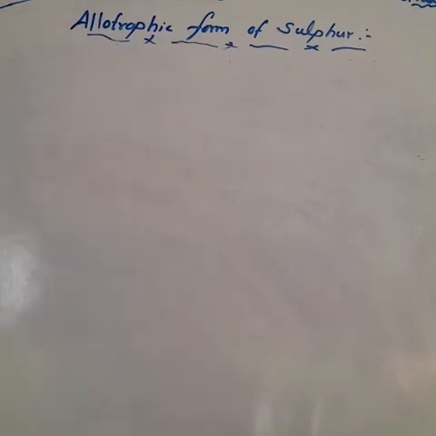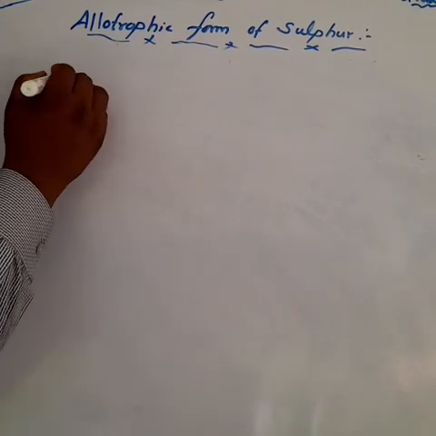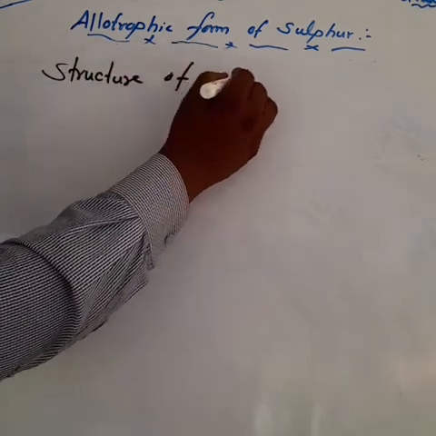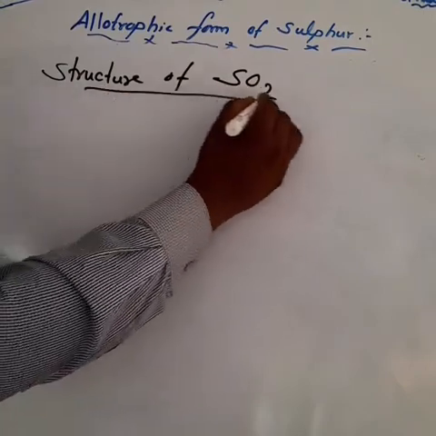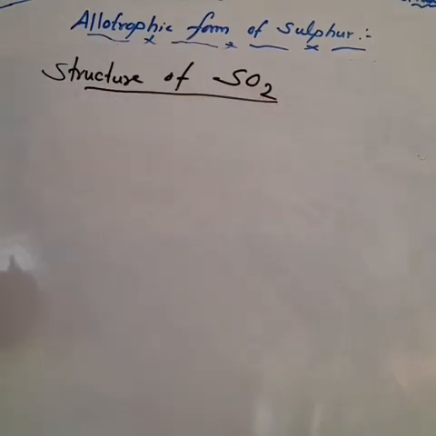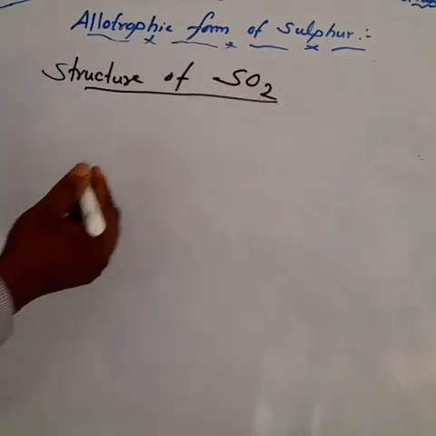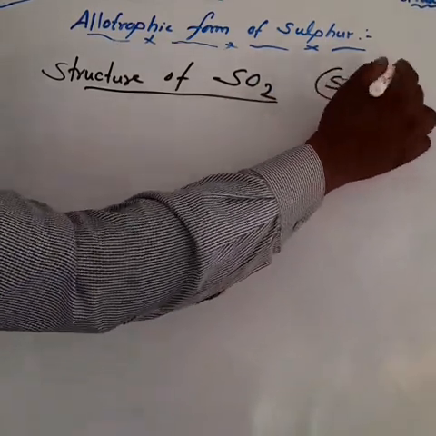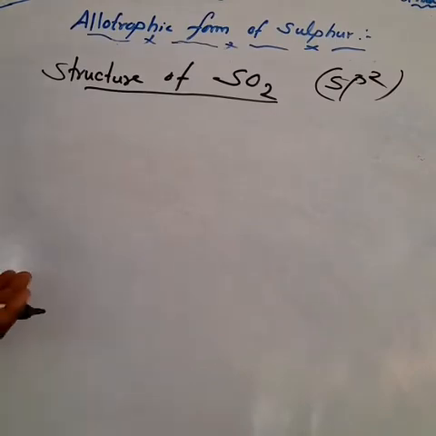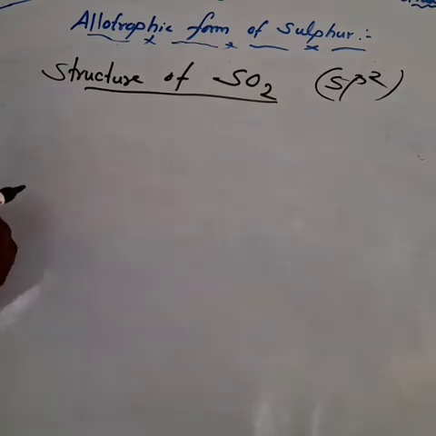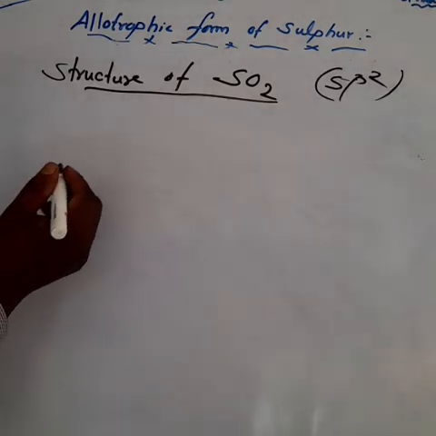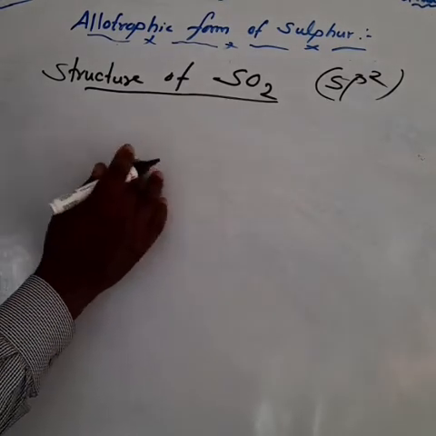Next, the last question we have to discuss: the structure of sulfur dioxide. The sulfur atom undergoes sp2 hybridization, which we already learned about. How the electrons can be accommodated is one of the important points. Sulfur dioxide means it has 2 oxygens.